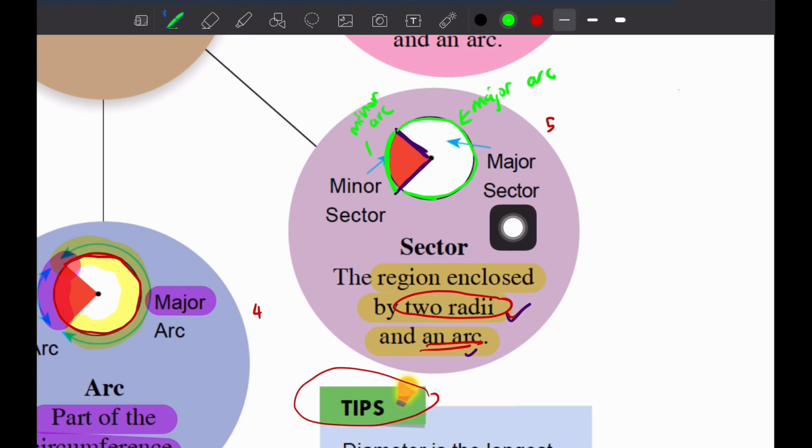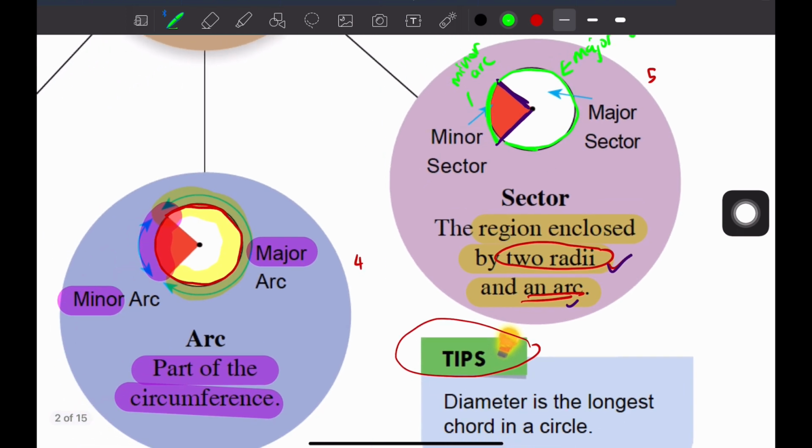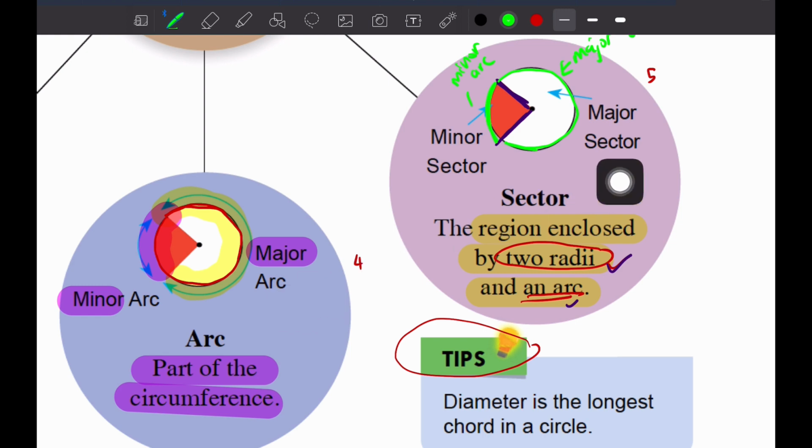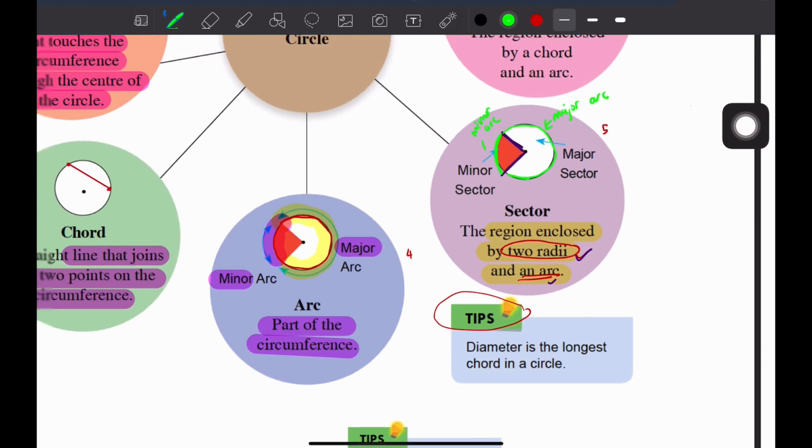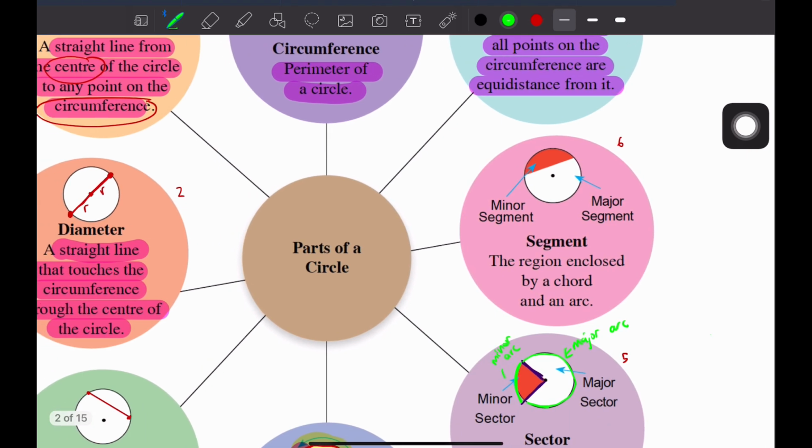Saya harap pelajar-pelajar boleh bezakan apa minor arc, apa minor sector, apa major arc, apa major sector. Major arc, yang di luar dia sahaja. Kalau minor sector pula, sector itu macam pizza tu. Kalau arc tadi ingat di luar dia sahaja, dalam dia tak masuk. Kalau minor sector termasuk yang dalam tu sekali, macam a slice of pizza.